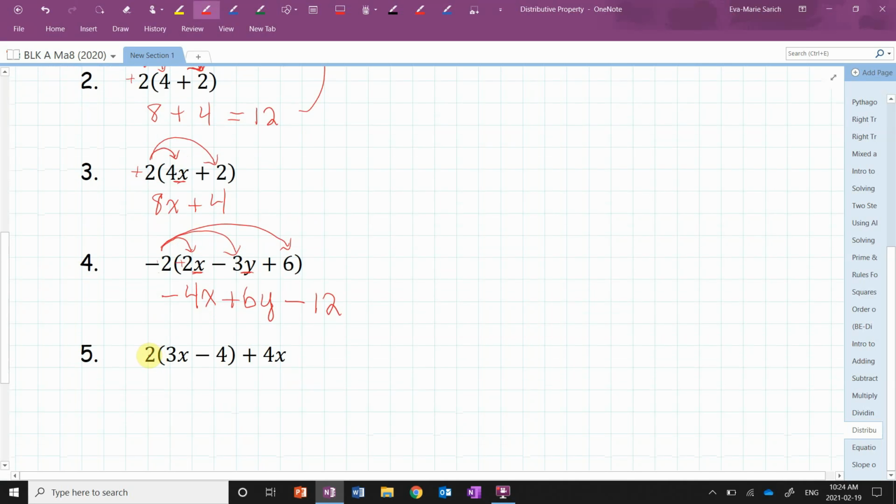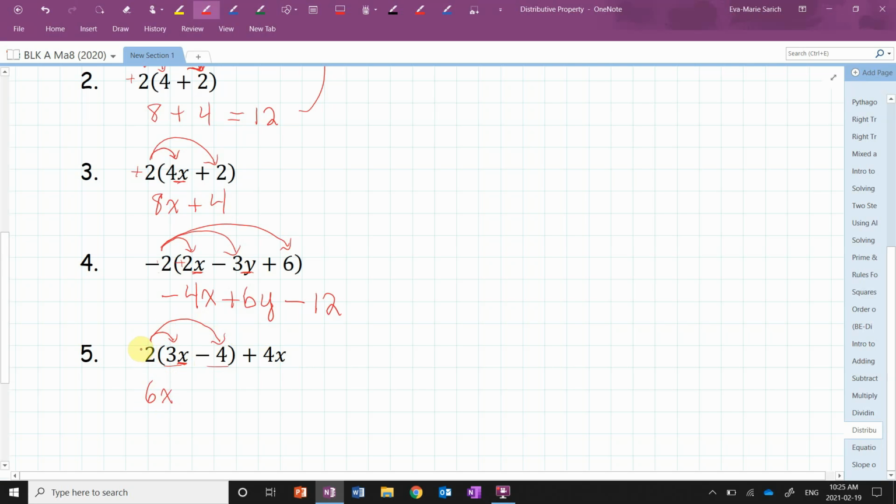So now, there's a 2 in front of a bracket. There's 2 parts inside the bracket, but then there's something else being added on at the end. The 2 only multiplies the 2 parts in the bracket. It does not multiply the 4x. So we get rid of the bracket first by multiplying. So 2 times 3 is 6, times the x gives us 6x.